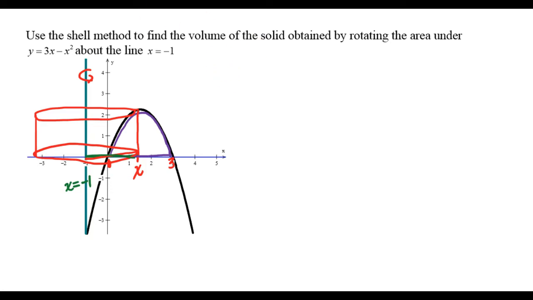So in general, my volume formula, just to write it out one more time, is 2 pi the integral from x equals a to x equals b. So a and b come from the actual region, where the region extends from on the x-axis, so from 0 to 3.